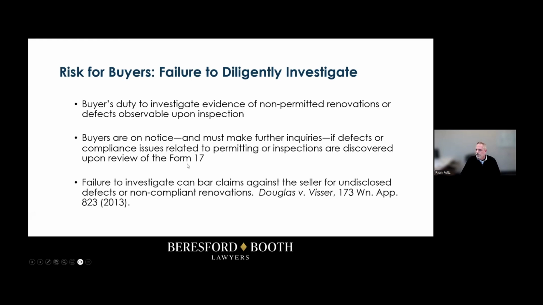Importantly, with the Form 17, you're going to want to look at that section that talks about renovations and remodels. Look at the boxes. If there is any indication that there was a renovation performed, make sure that the permits were pulled and make sure that the proper building inspections were completed. If you don't do that, you run the risk of potentially barring a claim down the road for failing to diligently inspect the property.